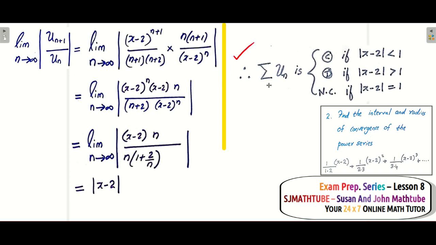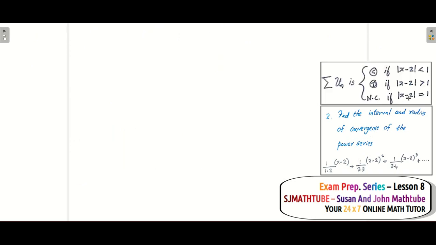So that's it. So I'm going to write my conclusion. Therefore, sigma un is convergent if mod x minus 2 is less than 1. It is divergent if mod x minus 2 is greater than 1. Look at this. The limit value is mod x minus 2. So I'm writing the conclusion in terms of mod x minus 2. And no conclusion. The test fails if mod x minus 2 equal to 1. But we have to analyze this. Anyway, I'll keep the conclusions over here.